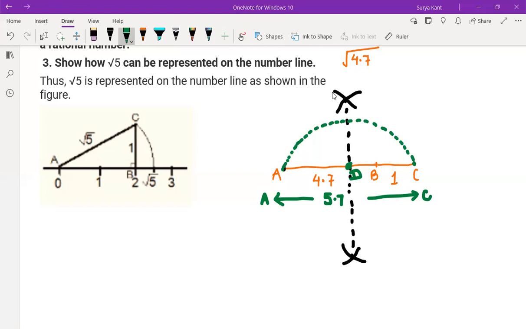So next, if you understood this much, you just join B to the circle. Okay. Is it clear? So next, after this, you join D to the circle like this. After that, let this point be P.